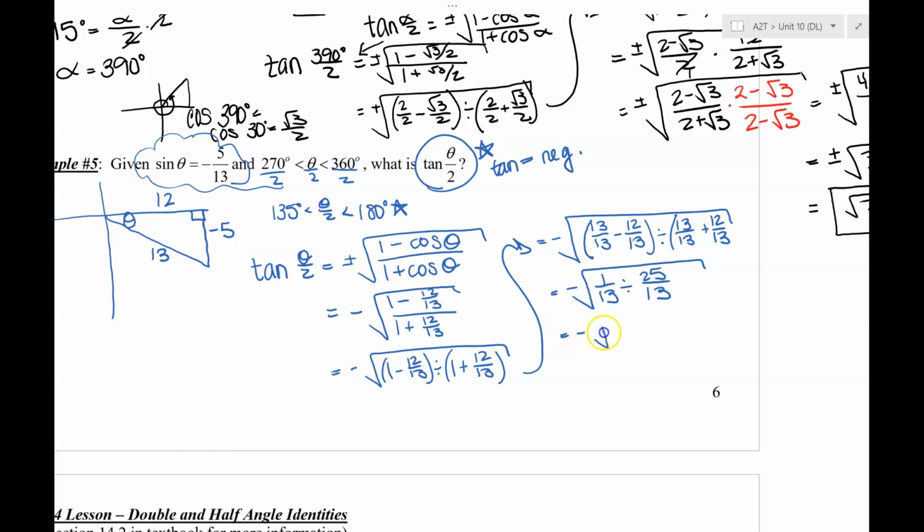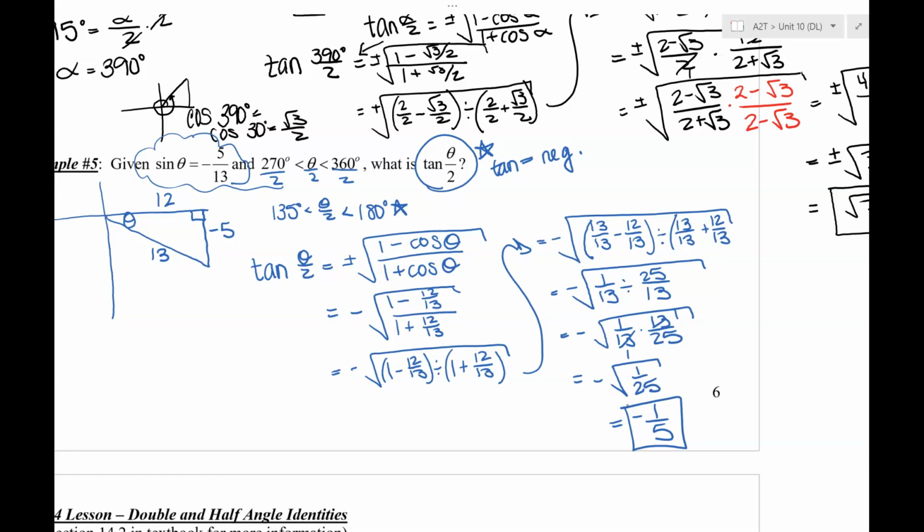That becomes a negative square root of 1 over 13 times 13 over 25, because we keep the first fraction, change to multiplication, and take the reciprocal of the second. The 13's reduce, so we get a negative square root of 1 over 25. Final answer is a negative 1/5.